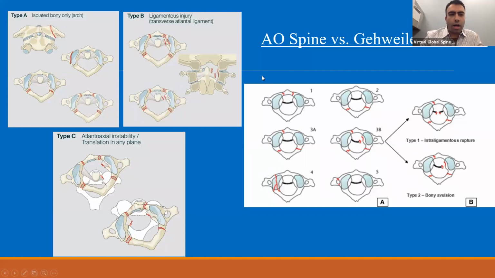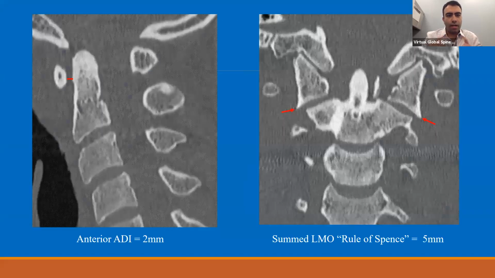What are your thoughts on ORIF of C1? Meaning lateral mass screws in C1 and like a hard... Hold on one second. Sorry, cleaning crew coming in. Or lateral mass screws in C1 and putting a bar horizontally to connect them together. Just internal instrumentation of C1.